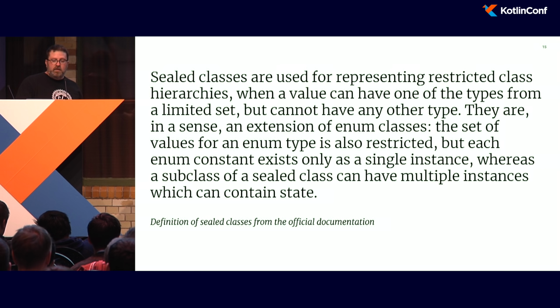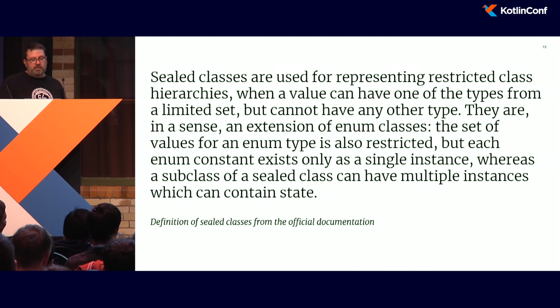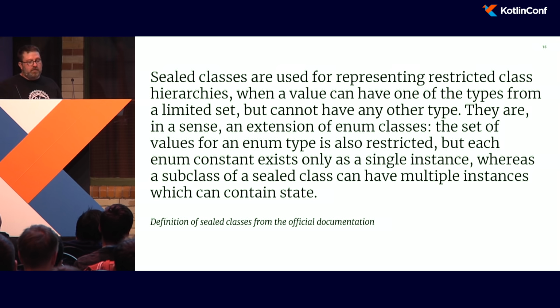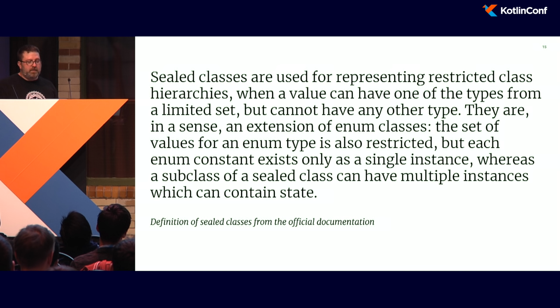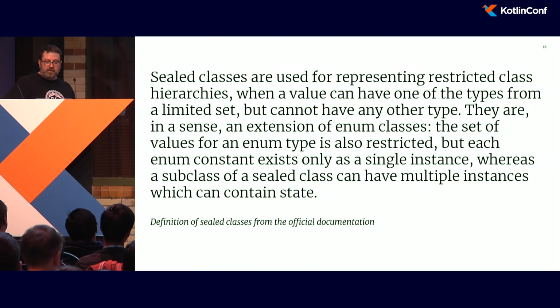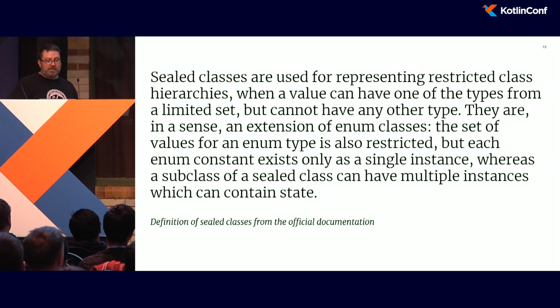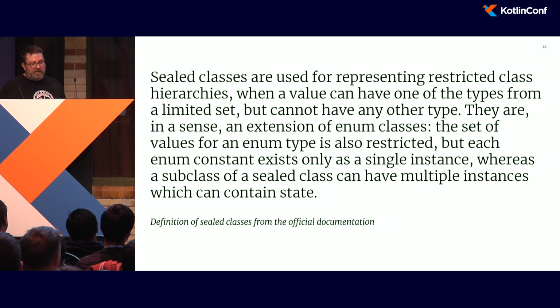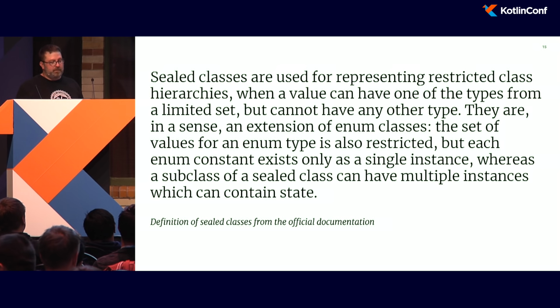The official definition from the Kotlin docs is this. Sealed classes are used for representing restricted class hierarchies when a value can have one of the types from a limited set but cannot have any other type. They are, in a sense, an extension of enum classes. The set of values for an enum type is also restricted, but each enum constant exists only as a single instance, whereas a subclass of a sealed class can have multiple instances which can contain state.